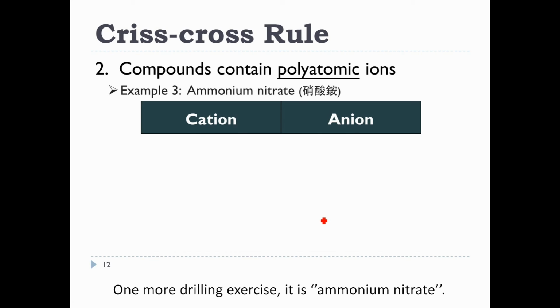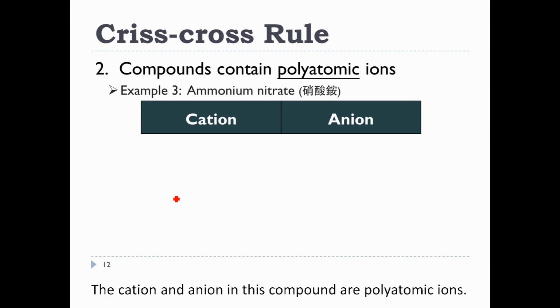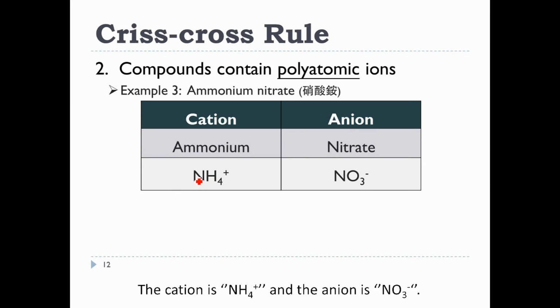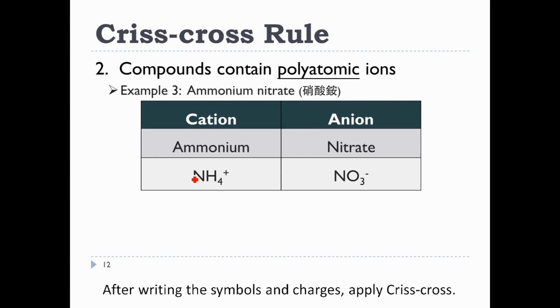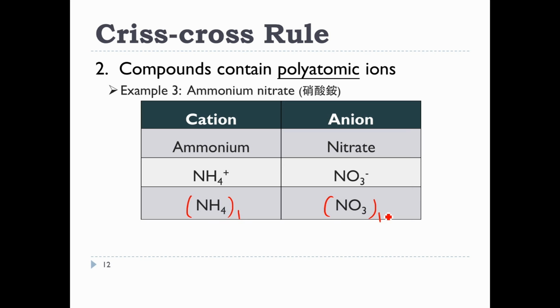One more drilling exercise. It is ammonium nitrate. There is something special about this compound. The cation and anion in this compound are both polyatomic ions. The cation is NH4+, and the anion is NO3-. After writing the symbols and charges, apply criss-cross. We see that there is 1 unit of NH4 and 1 unit of NO3, respectively. And the number 1 is not written. And so no parentheses are needed. The answer is NH4NO3.